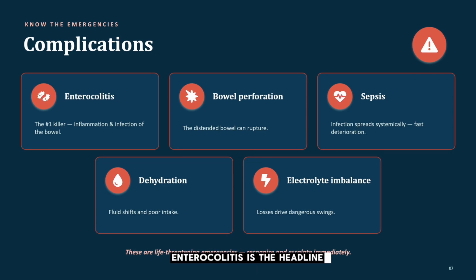Enterocolitis is the headline. It is the leading cause of death in Hirschsprung disease. Stool stasis lets bacteria overgrow and inflame the bowel. The tell is explosive, foul-smelling diarrhea, fever, and a lethargic, sick-looking infant. If you see that, it is a true emergency. Escalate. Fluids, antibiotics, prepare for decompression. Do not sit on it.